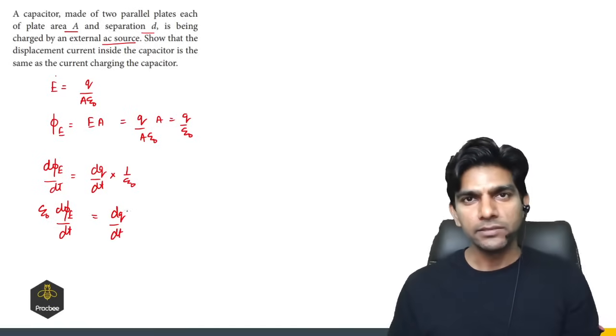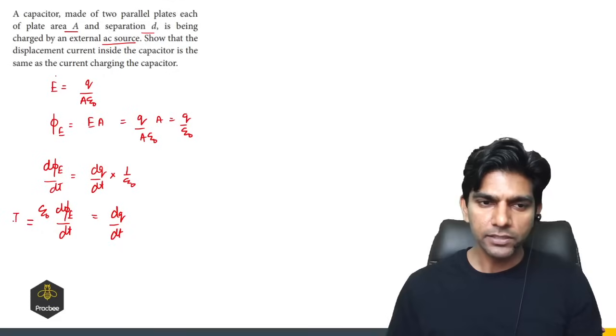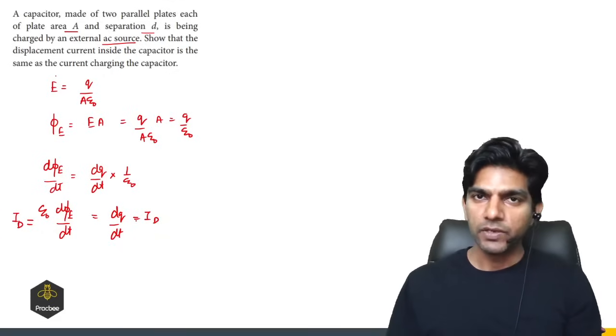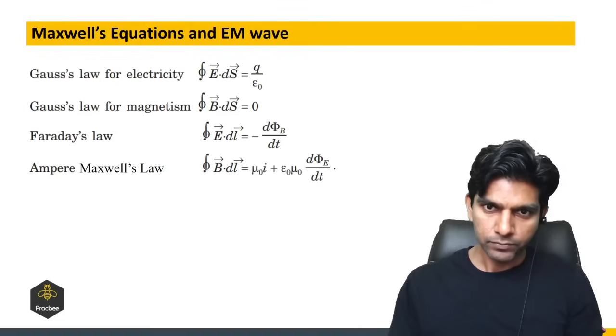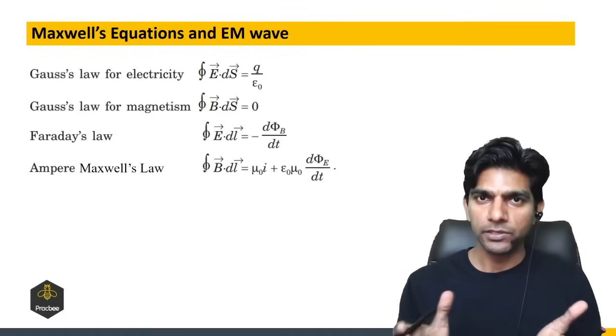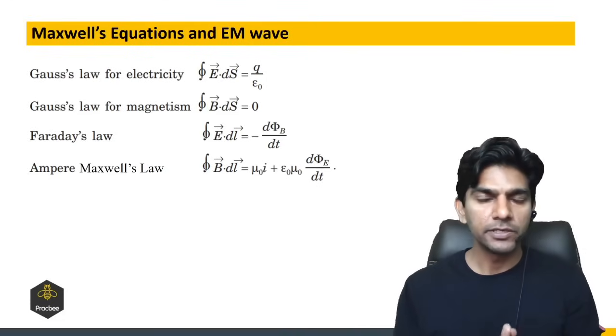Now the right hand side is the conduction current and the left hand side is the displacement current. So we can say their values will be the same. So that we have to prove in this particular question. I hope whatever illustration we have covered for displacement current is clear to you.